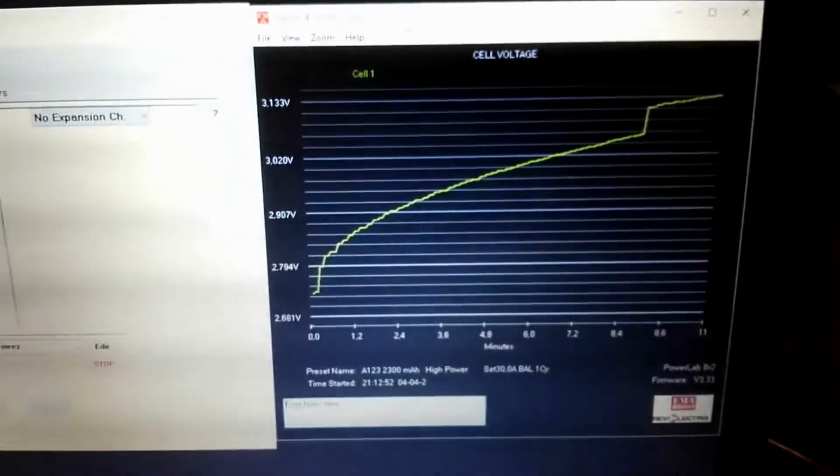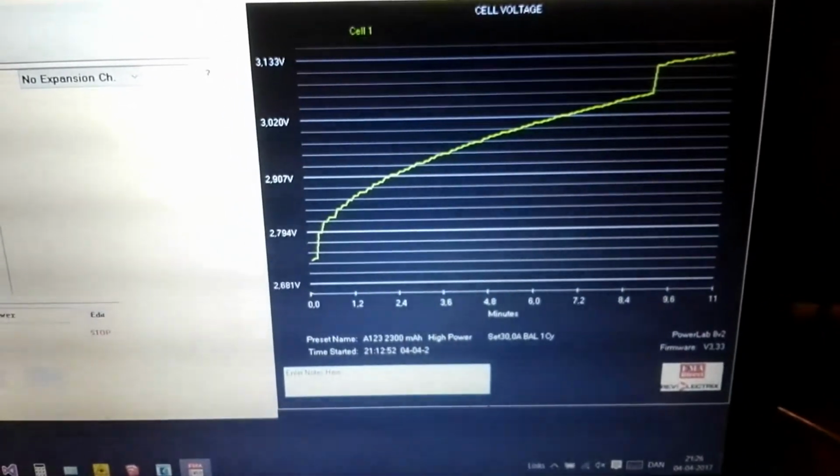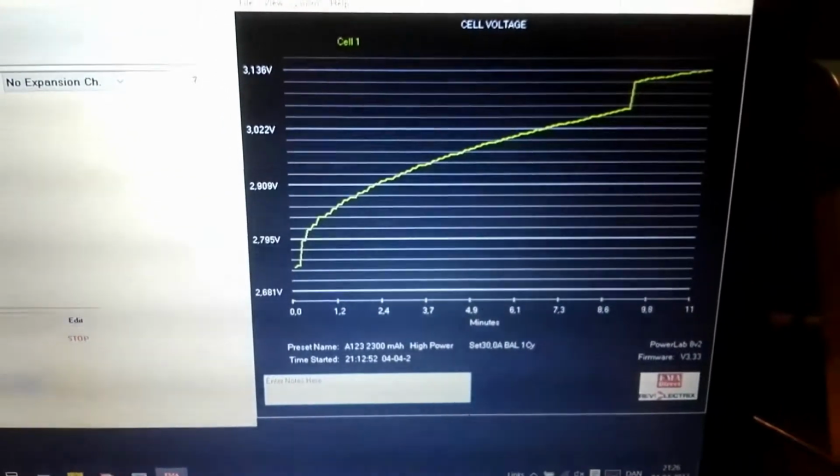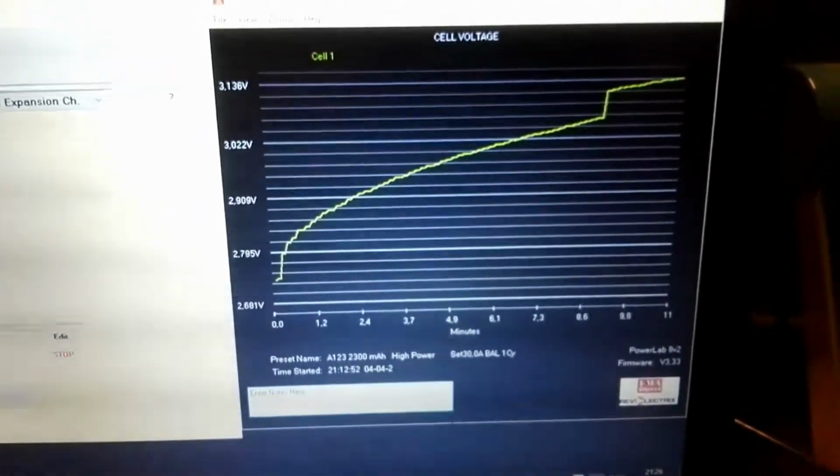So if one of them is a little below, well, it doesn't matter. But if it has, for example, half capacity, well, then the total pack will have some problems.